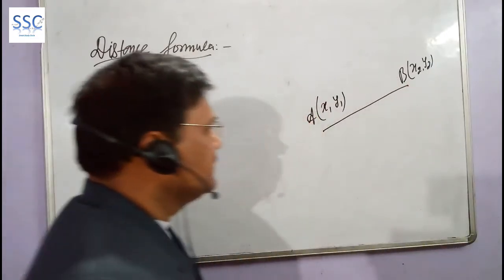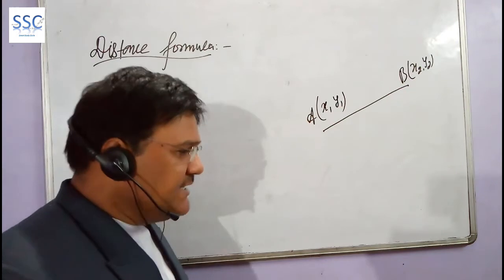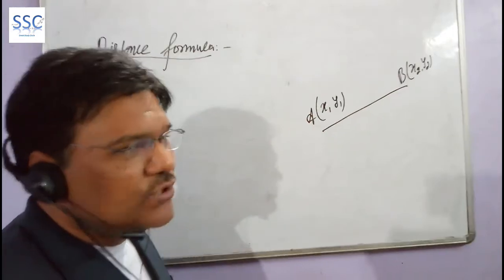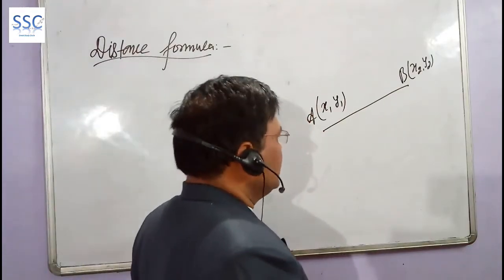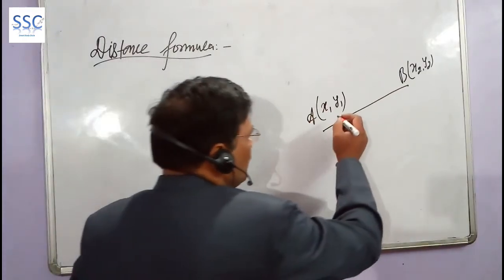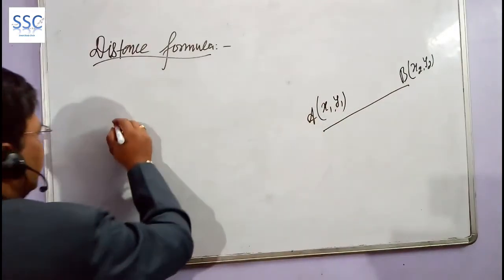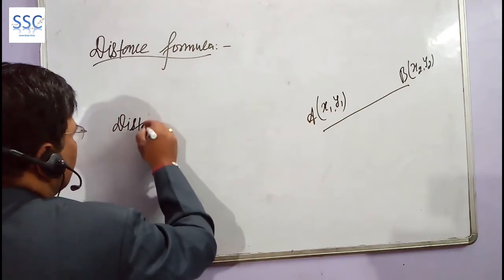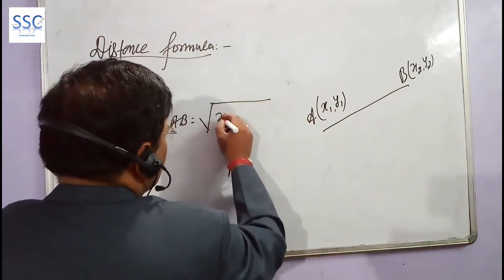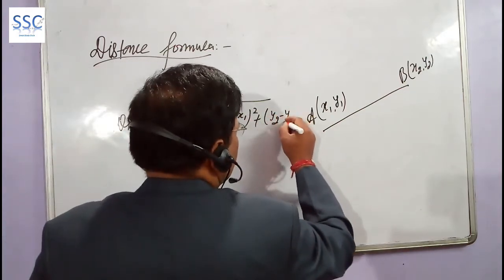It means what is the complete question? The complete question is: what is the length of the line segment, or what is the distance AB? If the coordinates of A are x1, y1 and the coordinates of B are x2, y2. What does it mean? We have been given 2 points, A (x1, y1) and B (x2, y2), and you have to find the distance AB. What is distance AB? Distance AB is equal to the square root of (x2 minus x1) squared plus (y2 minus y1) squared.